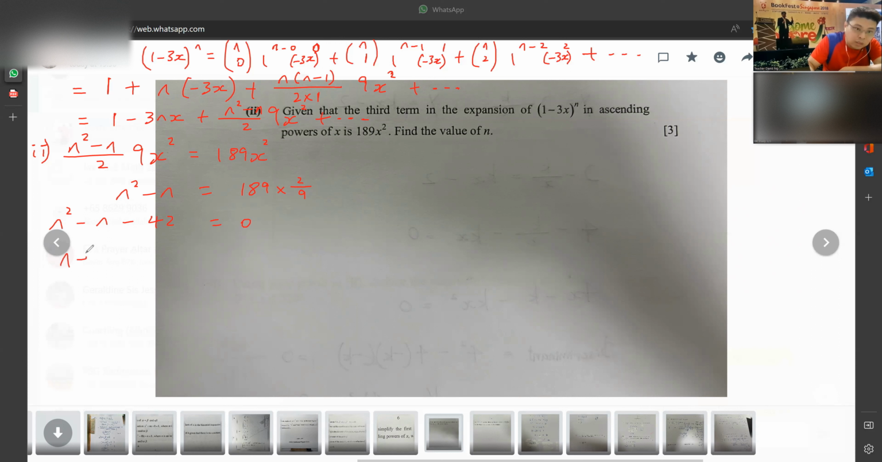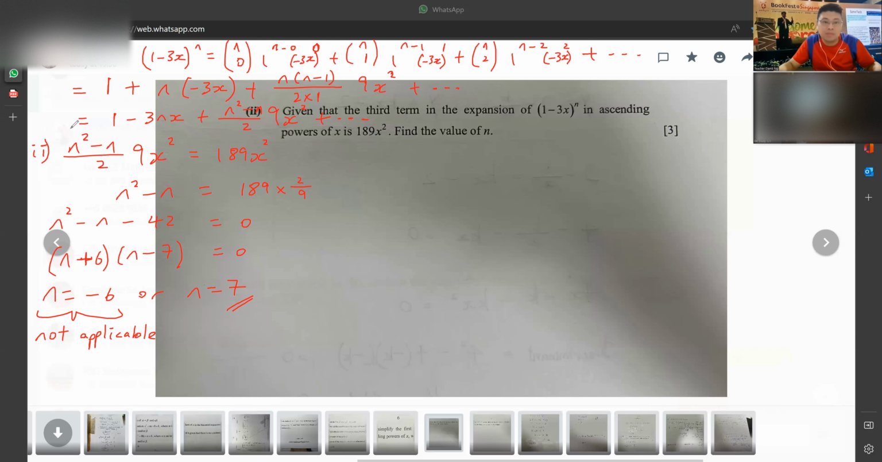So n plus 6, n minus 7 equal 0. 6 times 7 is 42. So the difference is n, right? So must be 7 and 6. Then negative n, right? So must be negative 7. So n is negative 6 or n is 7. N is negative 6 is not applicable because n cannot be negative. Because binomial expansion, n is positive. So n is 7. Find the value of n, n is 7.